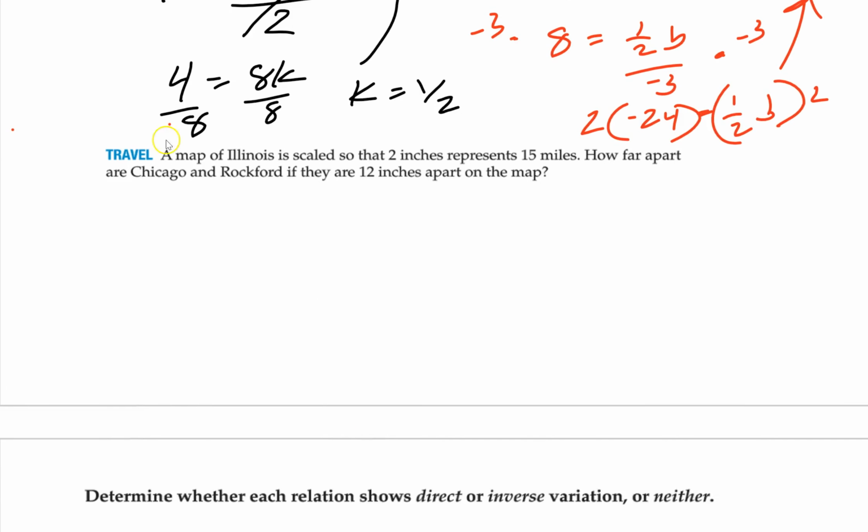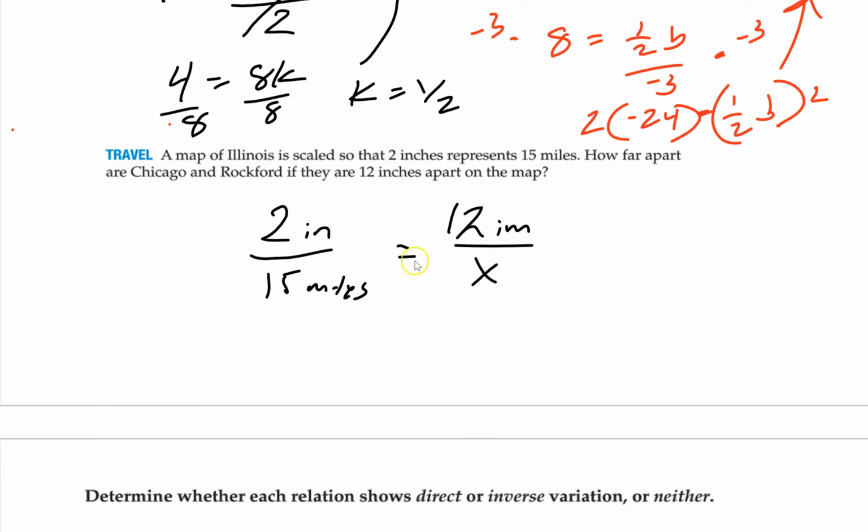So this next one, you actually don't need to do inverse variation. Just set it up. A map of Illinois scales so that 2 inches represents 15 miles. How far apart are Chicago and Rockford if they're 12 inches apart? Honestly, this uses proportions. You have 2 inches, 15 miles. They tell you that Chicago and Rockford is 12 inches apart. So how many miles apart?